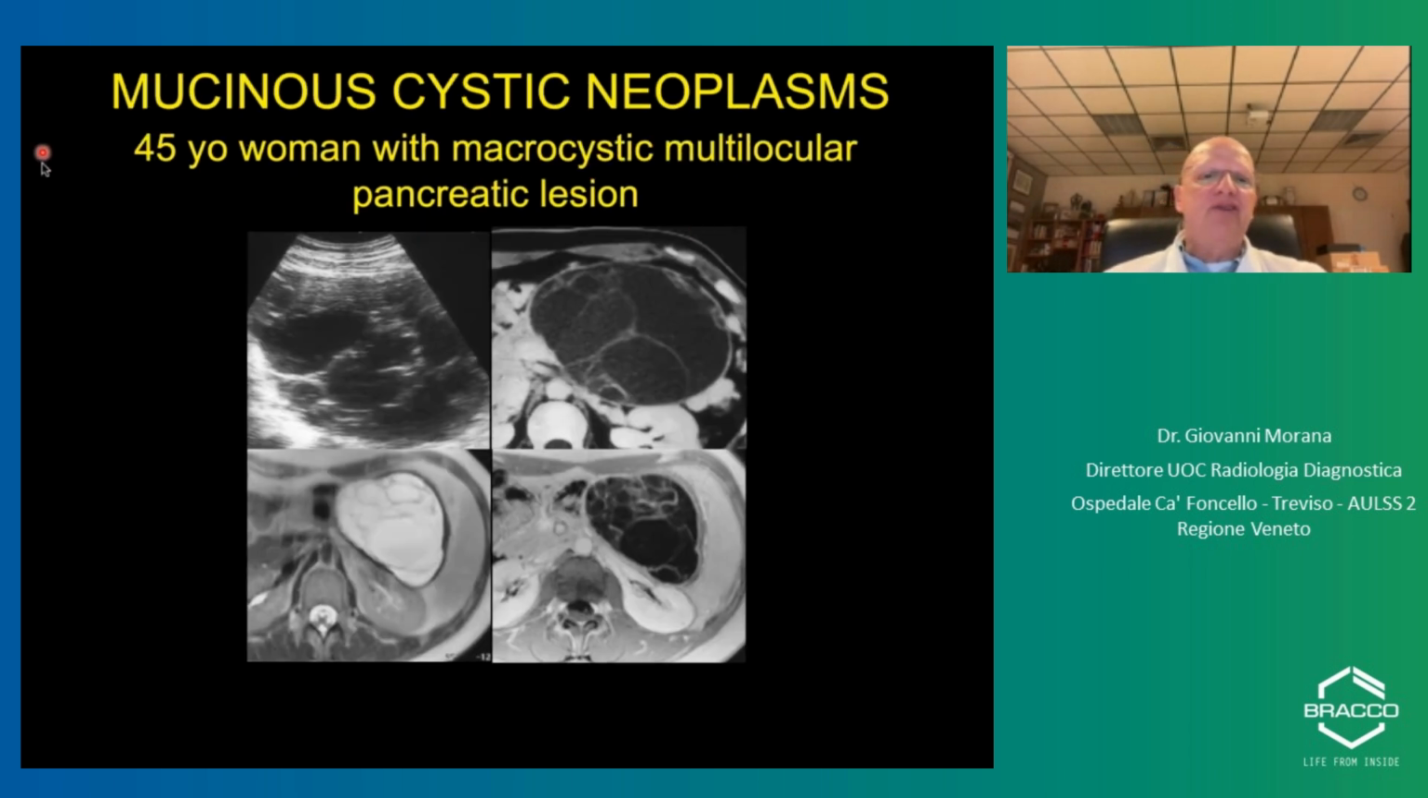Mucinous lesions are usually in middle-aged women, while we have SPEN in young women. Mucinous lesions are in middle-aged women, and they are mostly in the body tail of the pancreas. And you can see here the different techniques, US, CT, MRI, and with MRI you can clearly see the enhancing septa of these large uniloculated lesions, and there is a typical pattern of a mucinous cystic neoplasm.